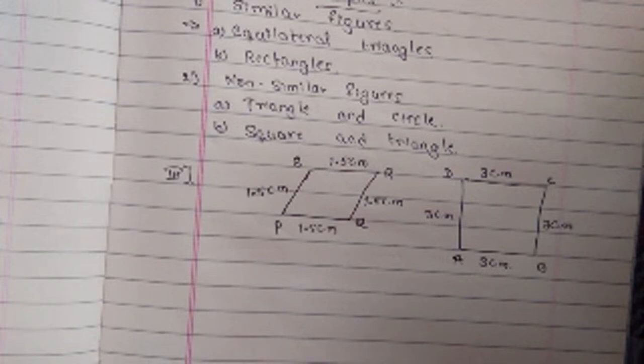First, Akash Agadi, what is the reason for telling the two figures are not similar? Because corresponding angles are not equal. Syed Ibrahim, angles. Any other reasons?